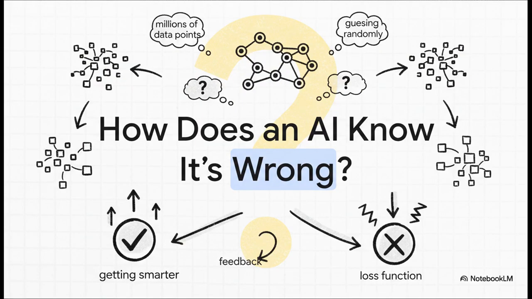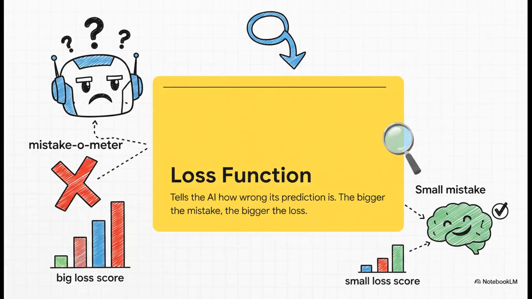Think about it. When an AI is training, looking at millions of examples, how does it get any feedback? How does it know if it's on the right track or just completely lost? Well, the answer is this clever thing called a loss function. The easiest way to think about it is like a mistakeometer for the AI. It follows one really simple rule.